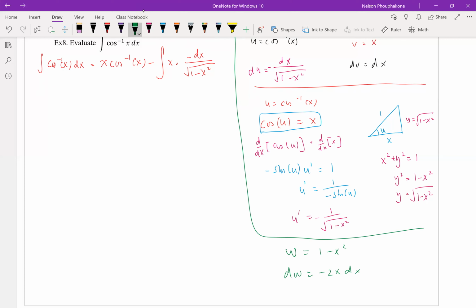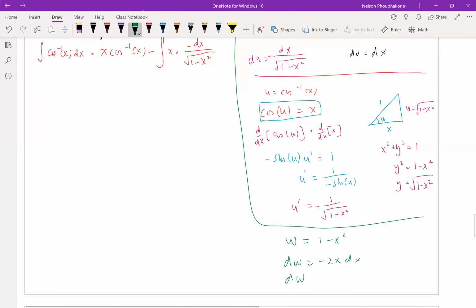Then of course we will have dw over 2 is equal to negative x dx. So I will have this one, it will be 1 over square root of w, of the dw over 2.